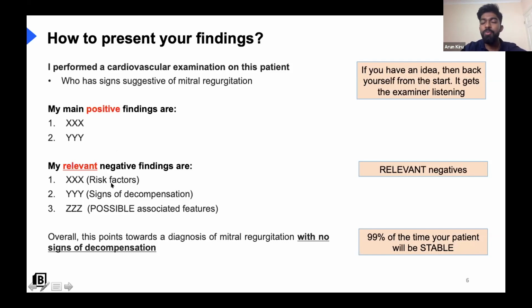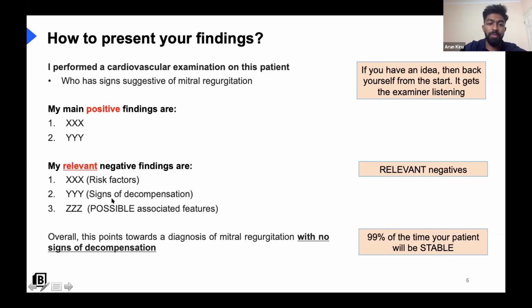And there's no real set mark scheme answer as to these are relevant negatives, these are not relevant negatives. If you can justify why it's a relevant negative, then no one's going to question you on it. For example, risk factors for cardiovascular disease, such as signs of diabetes, signs of smoking, signs of hypercholesterolemia, which are all signs that we want to look for during our examination. If they're not there, then that's relevant, because this patient doesn't have these risk factors that would make them more likely to have chronic heart failure.